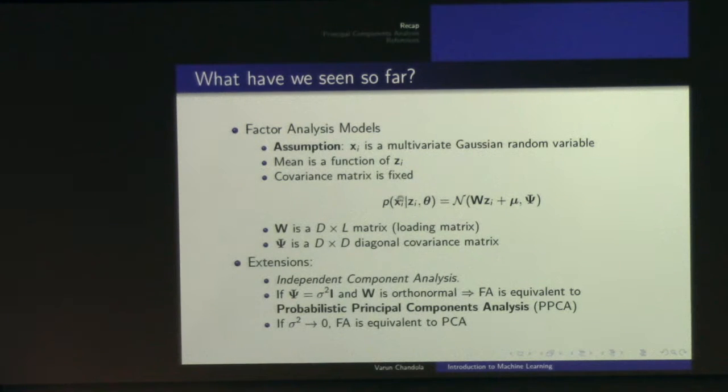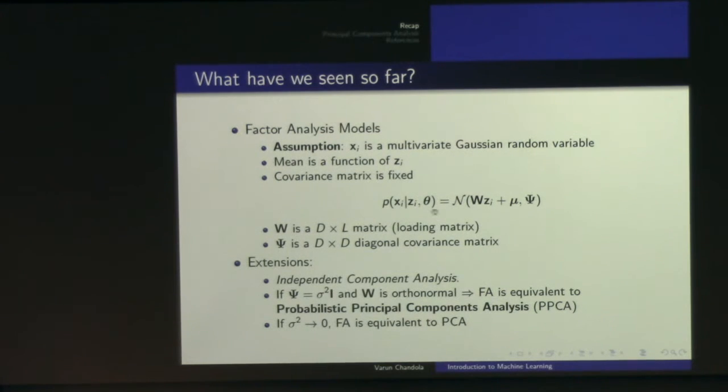And then there's a PDF for xi which is dependent on zi, right? That's the basic idea behind latent variable models: what you observe depends on zi, or depends on some hidden variables, and they are connected to each other through this linear combination. So W is what we call a D by L loading matrix, which essentially does this linear combination of your L elements in zi and gives you D elements, right? So if you look at the reverse problem, it looks like a dimensionality reduction problem, right?